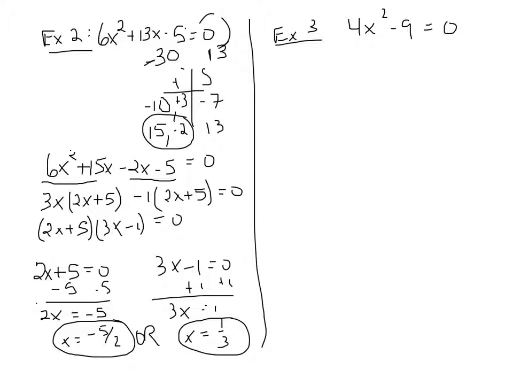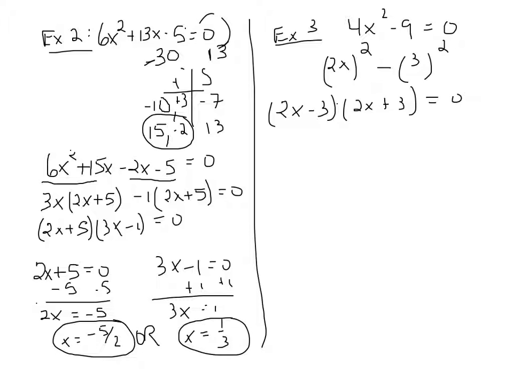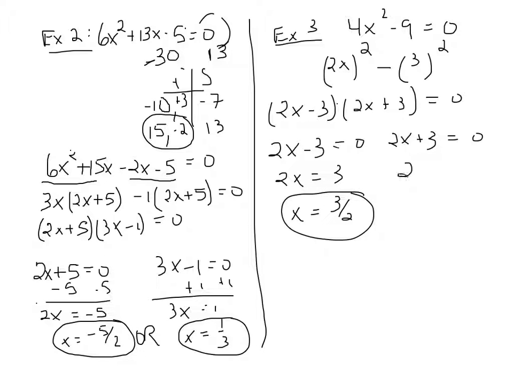And then in our final example we'll do, hopefully we see that this problem is a difference of squares. We're squaring 2x and we're squaring 3. So it factors into 2x minus 3, 2x plus 3. We have our product, we have 0. That allows us to set each factor equal to 0 and then solve. And we see that x equals 3 halves, or x equals negative 3 halves. And that's pretty much it for the zero product property.